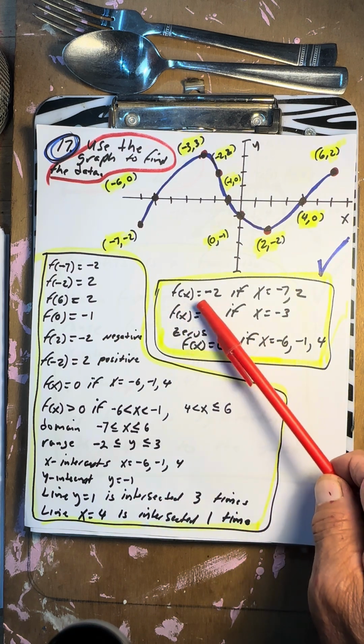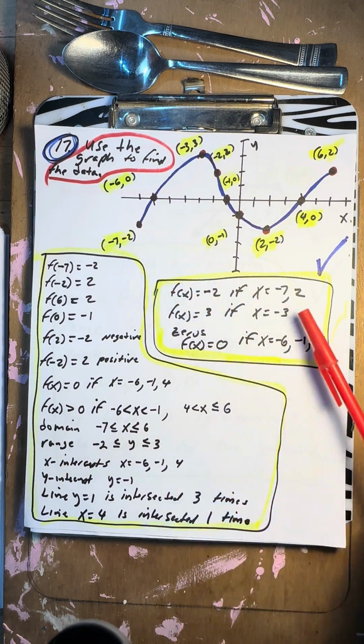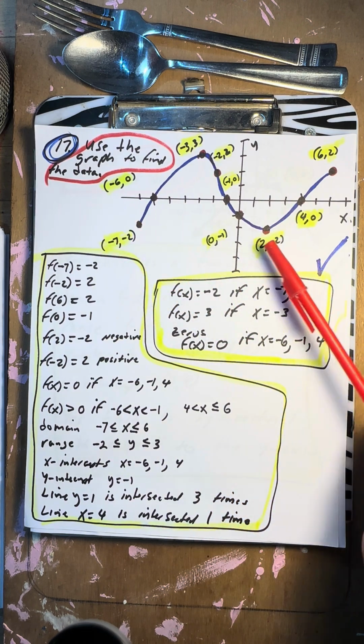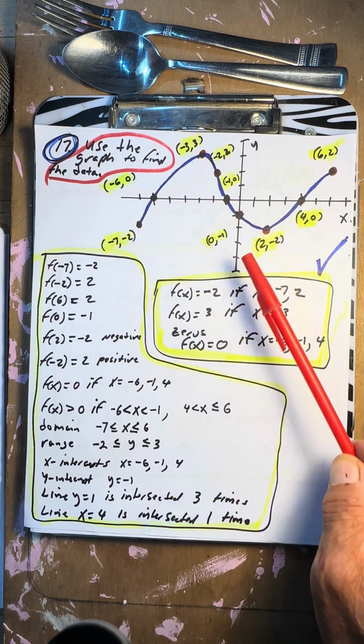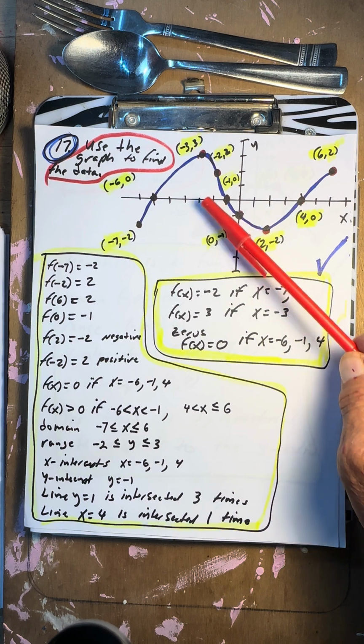And if f of x equals negative 2, it's negative 7 and 2. At negative 7, it's a negative 2, and at positive 2, it's a negative 2. See right here? And f of x equals 3, when is that going to happen? At x equals negative 3, it's a 3 right here. See it?